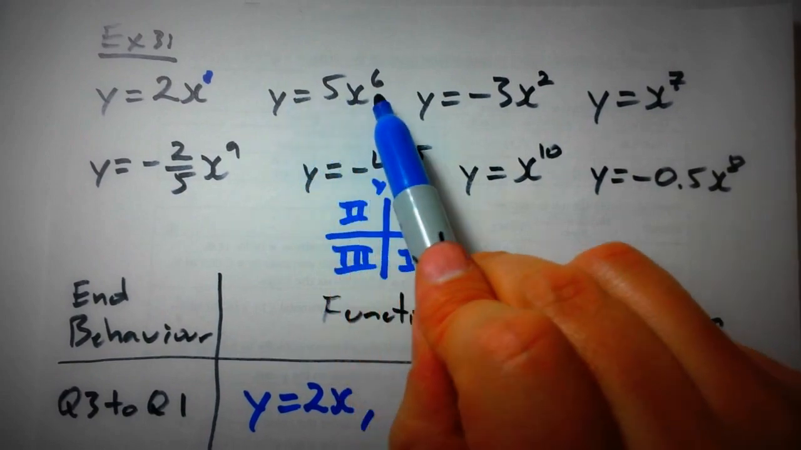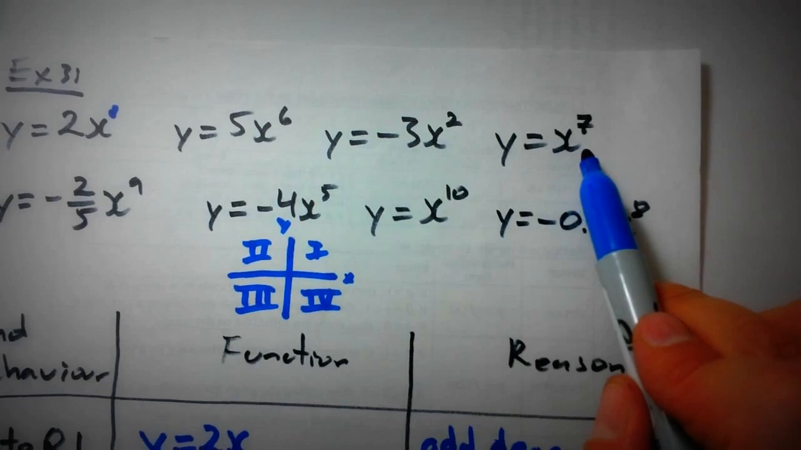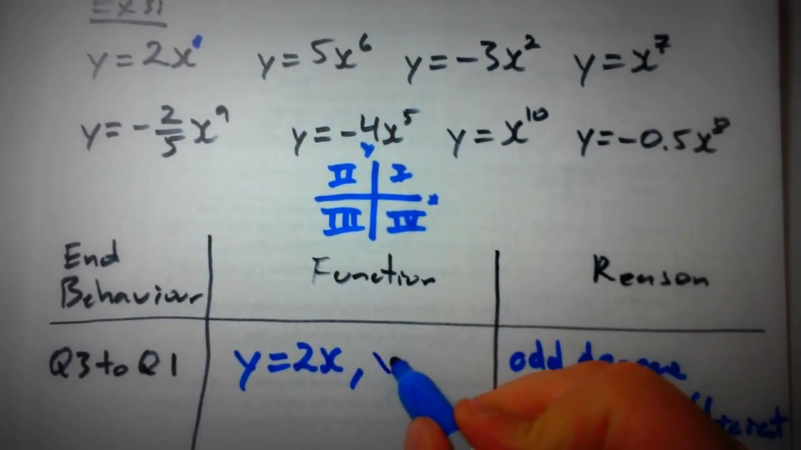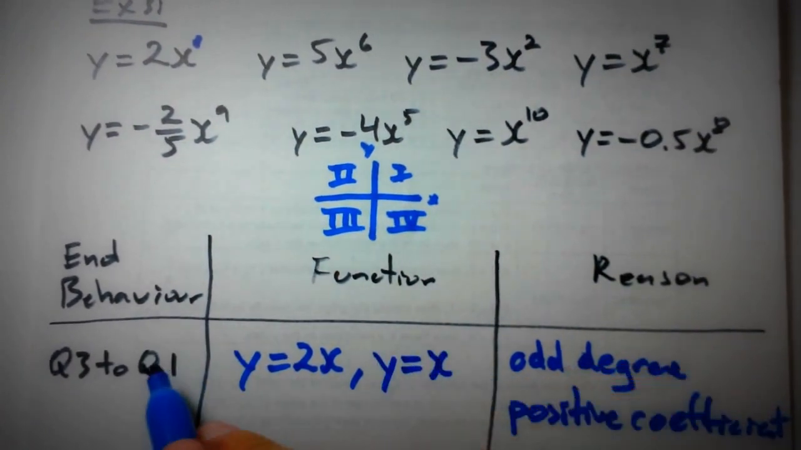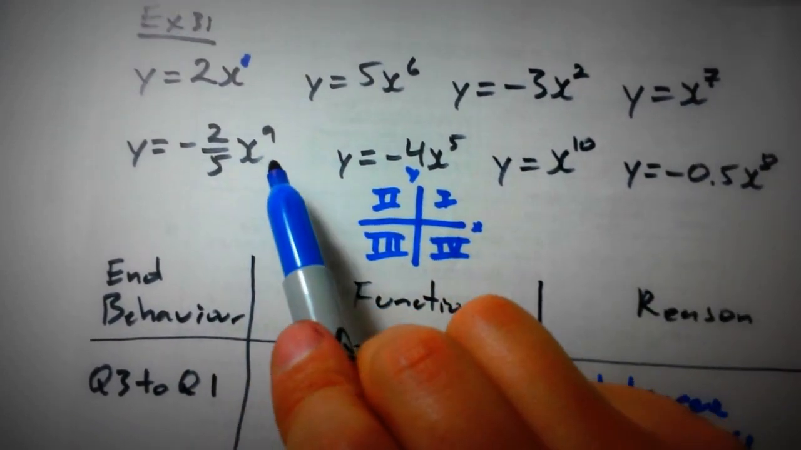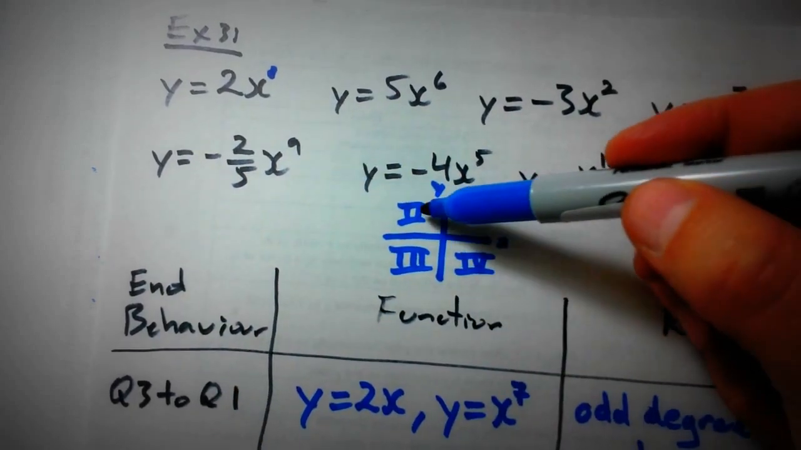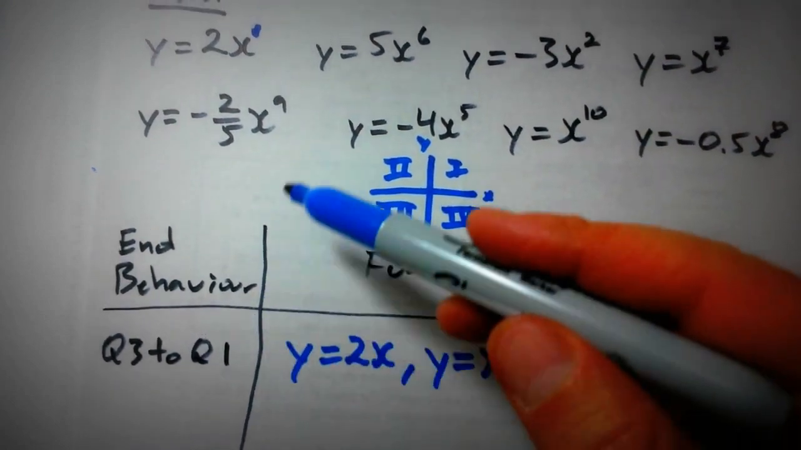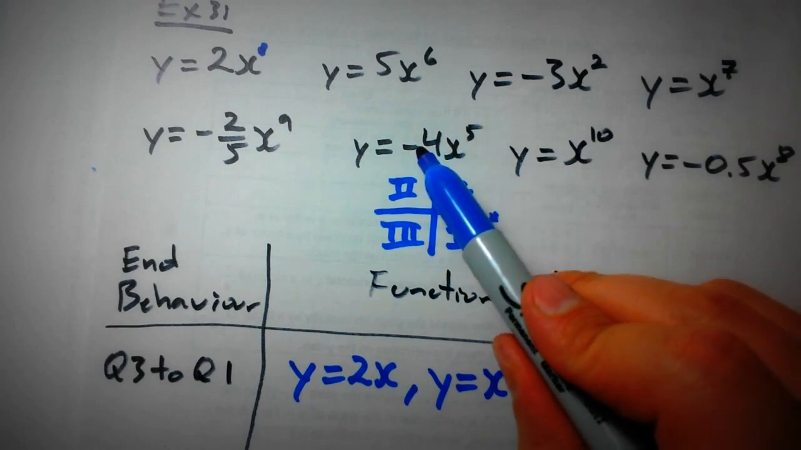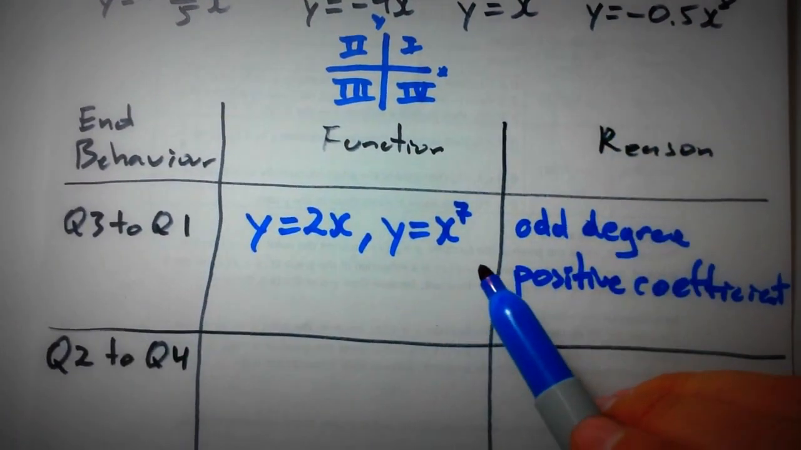Let's see if there's another one. Well, here's another odd degree function, and it has a positive coefficient. So this is also another one that fits this end behavior: y equals x to the power of 7. Let's see if there's another one. Well, here's an odd degree function, but it has a negative coefficient. Since it has a negative coefficient, we know it's going to move from 2 to 4, so it's not this behavior. This may be useful for another one of these. Once again, same thing, odd degree but negative coefficient, so we don't need that. Even degree. Okay, so that's it for these two.